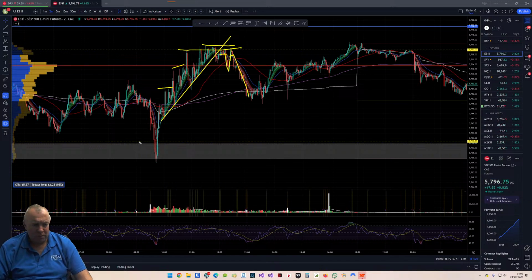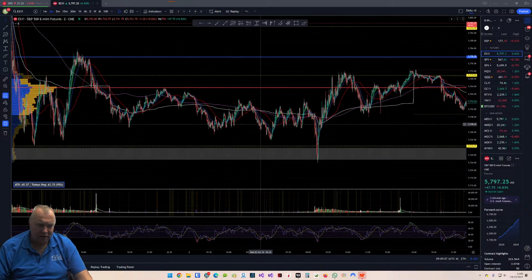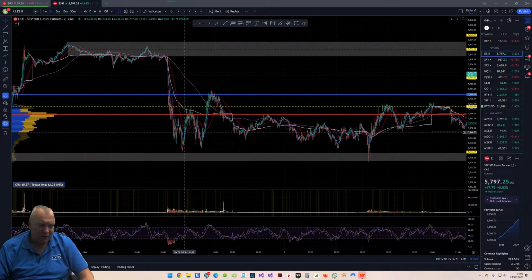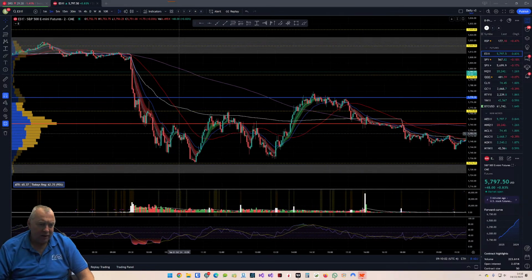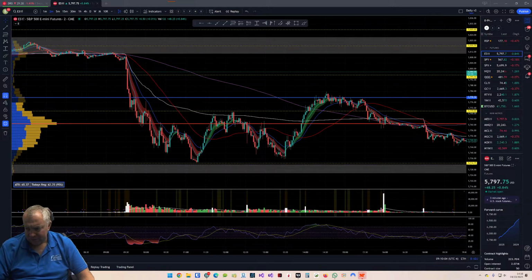I just had FOMO because it went through my level here, came back up, and then I just watched it go up and up and up all day. So this trade was a great trade as well. And I can probably go back to the previous day. I had a losing day on this day, and it came down to my level. Look at this.